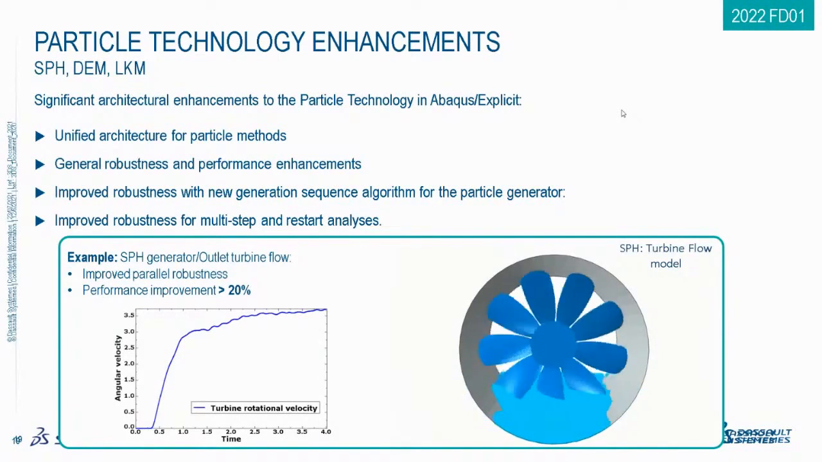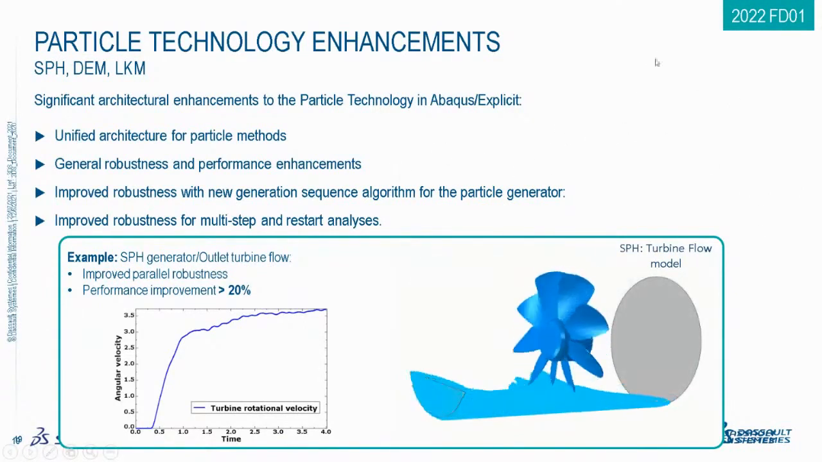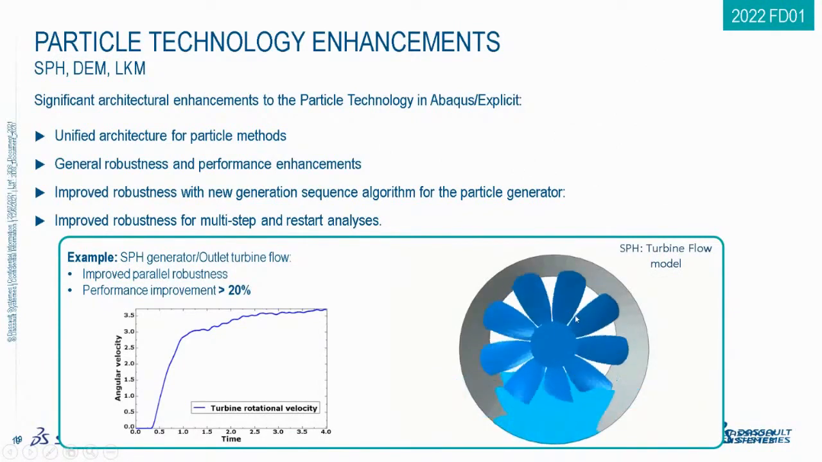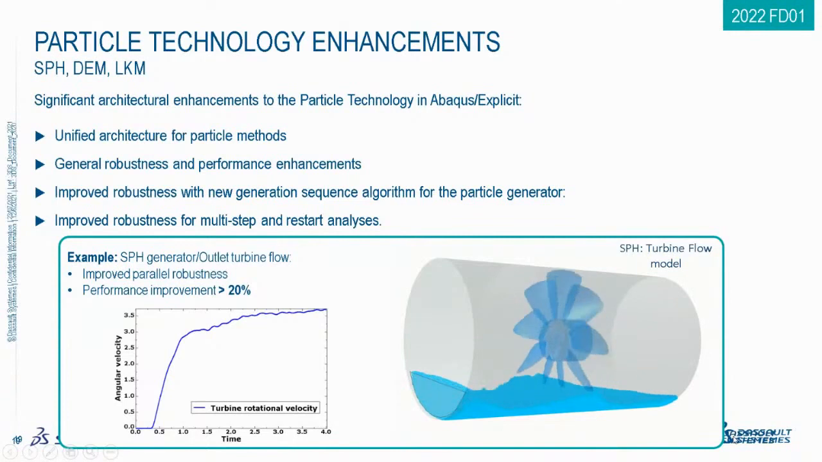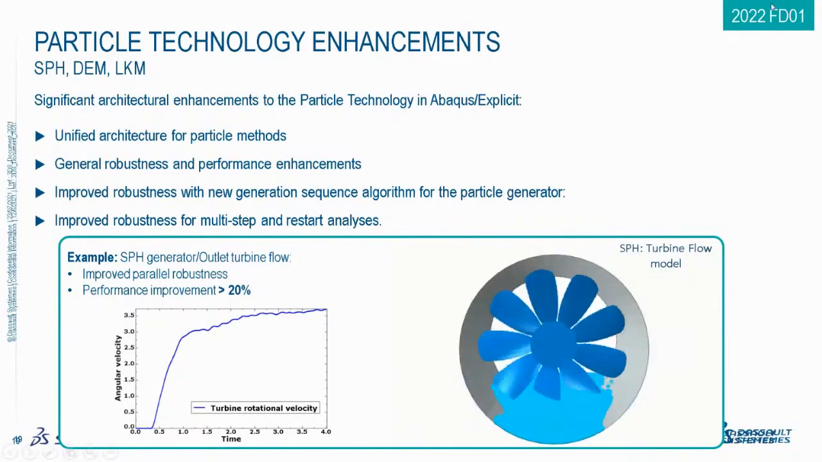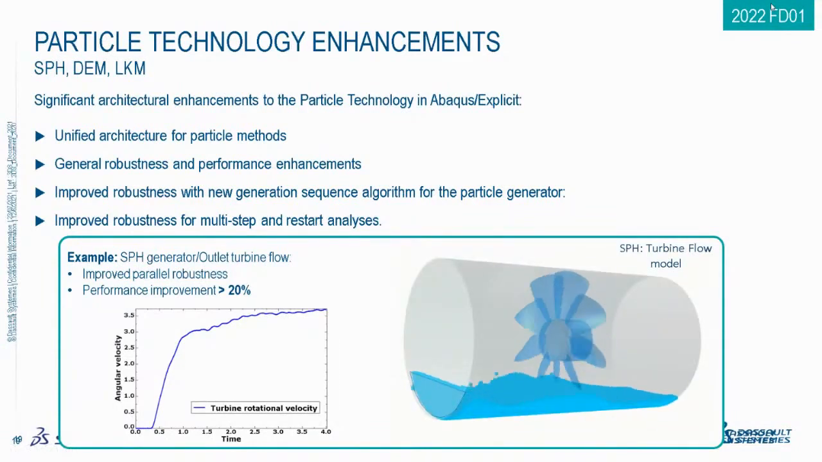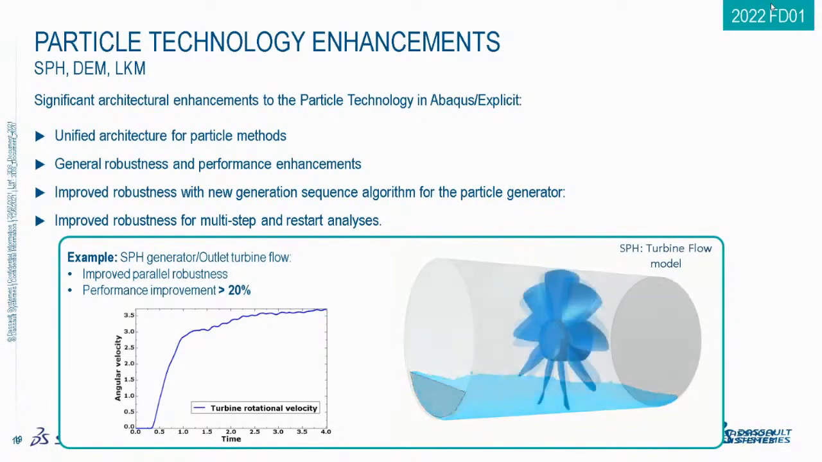And here's an example where we're seeing some of the benefits of that. This is essentially a fluid structure interaction. We have the structure of the blades here modeled with shell elements and so forth, and then the fluid, if you will, is being modeled with SPH particles. So about a 20% performance improvement now with the improved architecture. And again, look up in the corner. This will become first available in 22 FD01, so shortly after the new year.